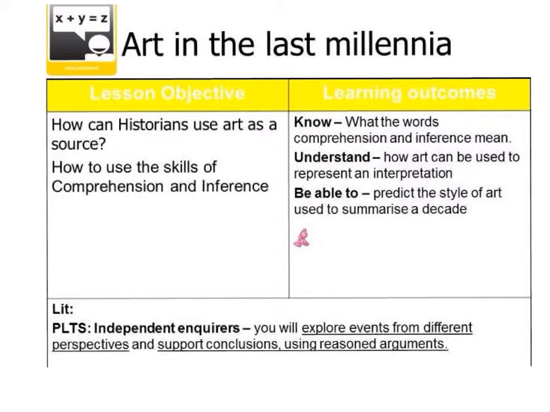This is the guidance film for the Year 7 lesson on comprehension and inference. In this particular activity, students will be asked to study key examples of artwork from each century of the last 1,000 years. The job and purpose of this is for them to be able to identify the difference between comprehension and inference. They're to understand how art can be used to represent an interpretation, and possibly the students might be able to go one step further and predict the art being used for each century based upon their prior learning.